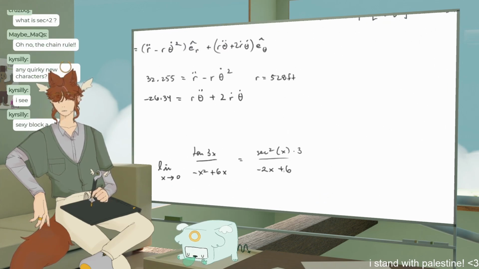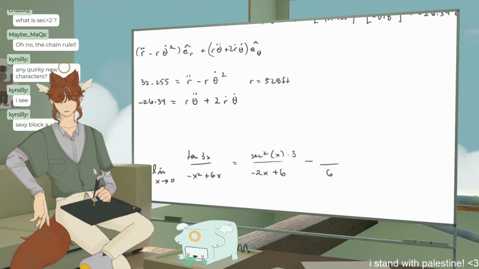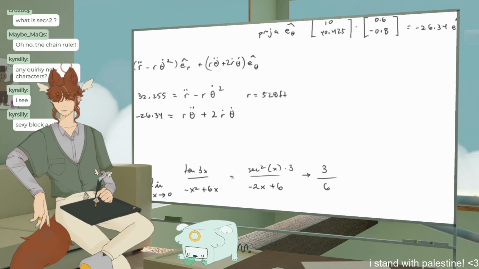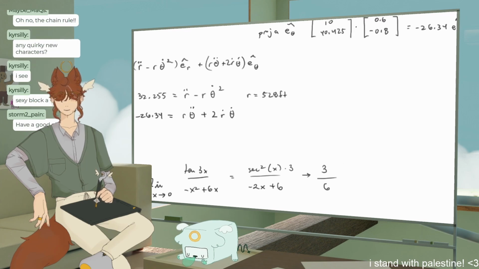let's see. So when we do the limit, this will be 6 over... We're actually doing the limit part of this. And then our secant of x is going to go to 1, I would think. So it would be 3 over 6. Let me just graph.